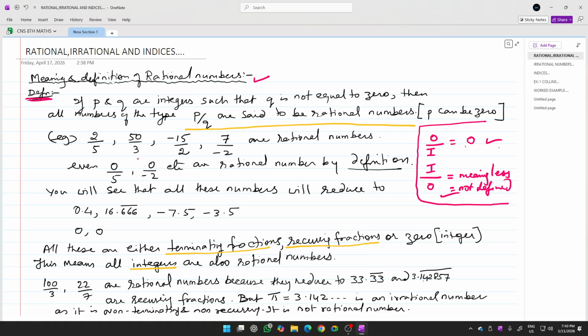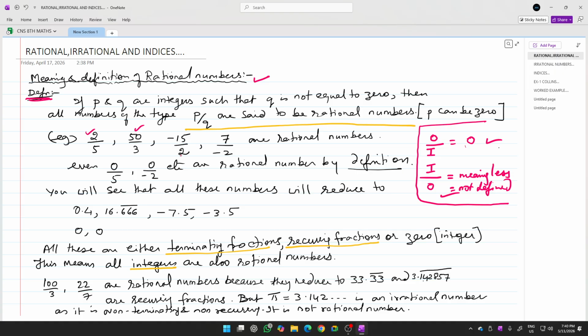Let us take 50 upon 3. 50 is an integer in the numerator, 3 is in the denominator, and that is also an integer. So both are integers. Moreover, this denominator is not 0. It is a non-zero integer. So by definition, 50 upon 3 is a rational number. This is also a rational number.